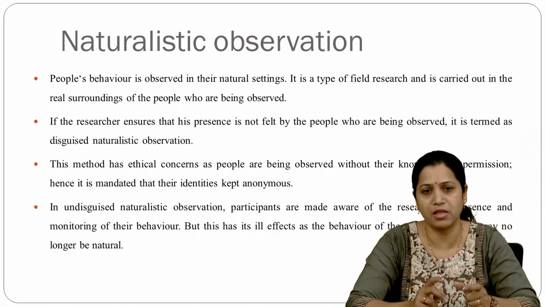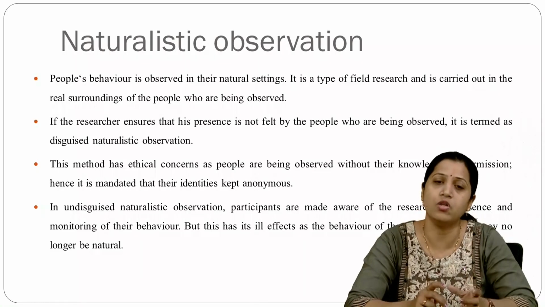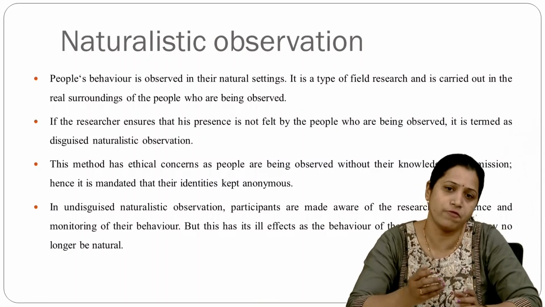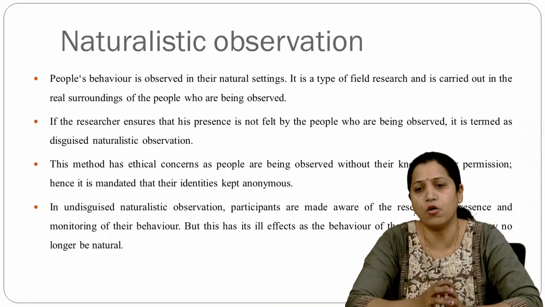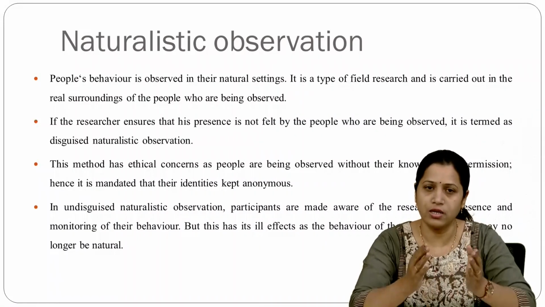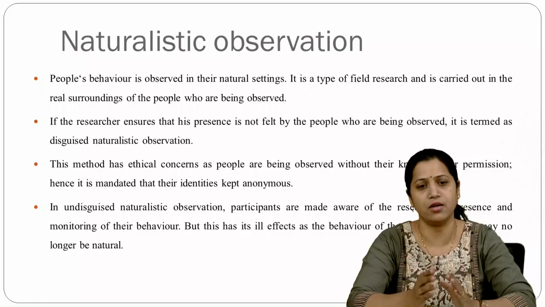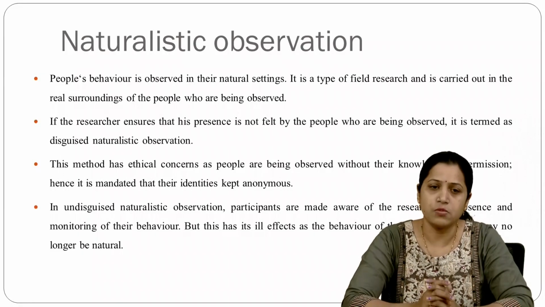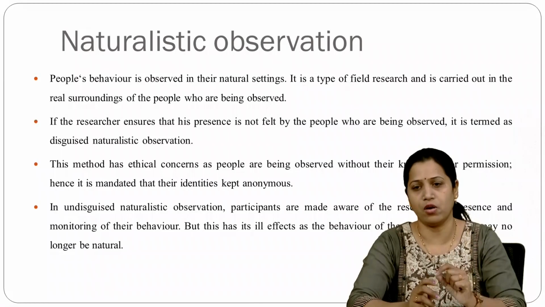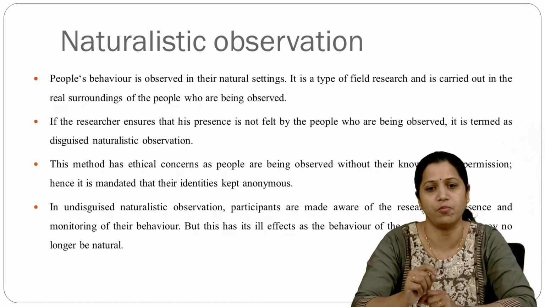The basic method says that here the people are observed: what they are doing, how they are doing it. If the researcher ensures that his presence is not felt by the people who are being observed, it is termed disguised naturalistic observation. So in naturalistic observation, there are 2 parts, disguised and undisguised. This method has an ethical concern, as people are being observed without their knowledge and permission. Hence it is mandated that their identity is kept anonymous.